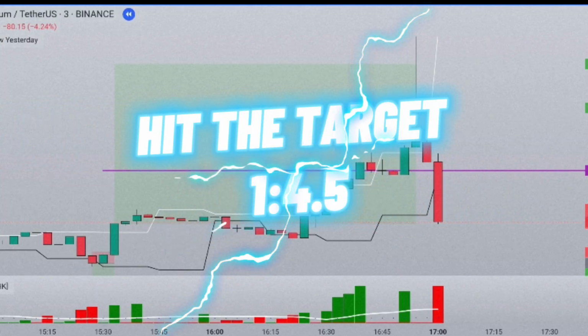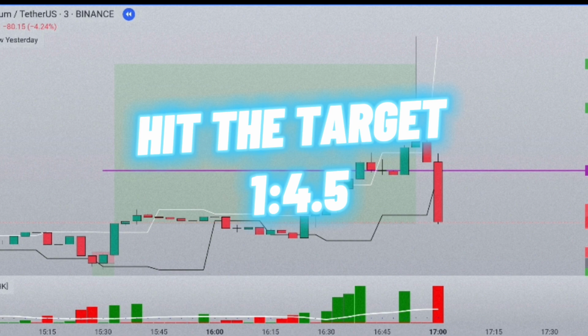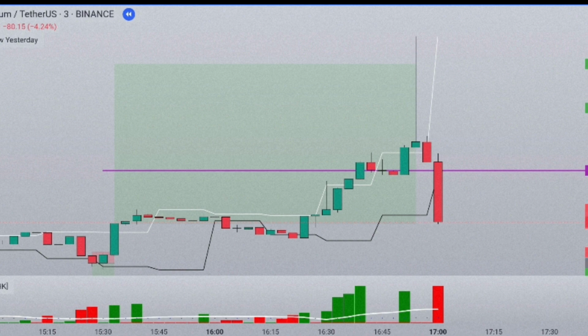And as you can see, after closing the trade with a loss, we achieved a 1 to 4.5 profit ratio in the next trade. The key to success lies in patience, discipline, and a strong strategy. And now, I will show you another effective strategy.